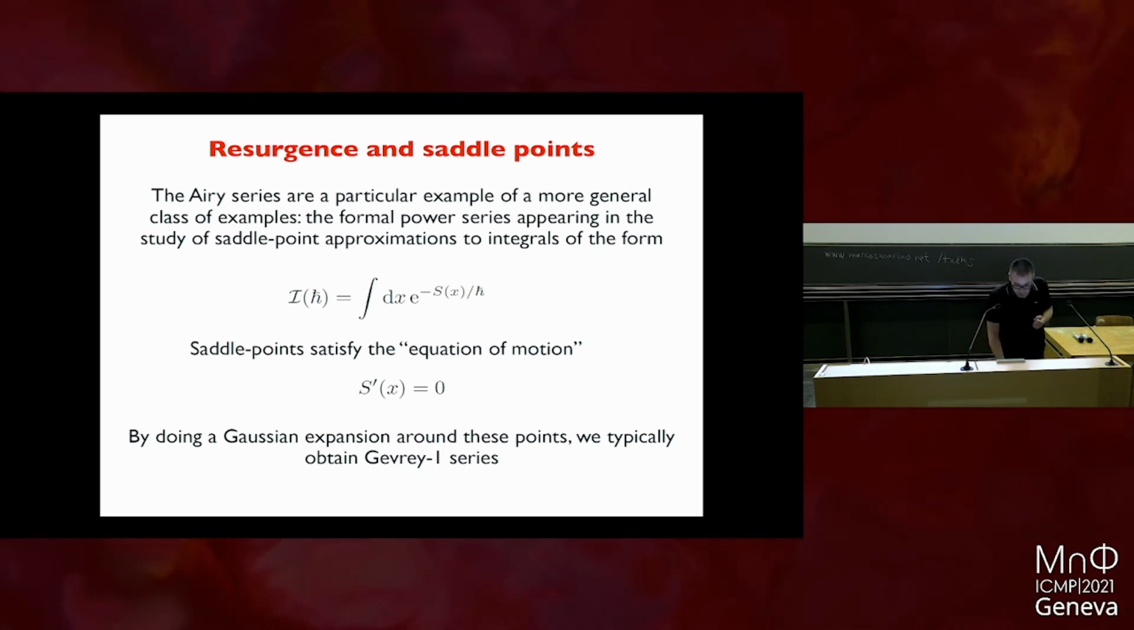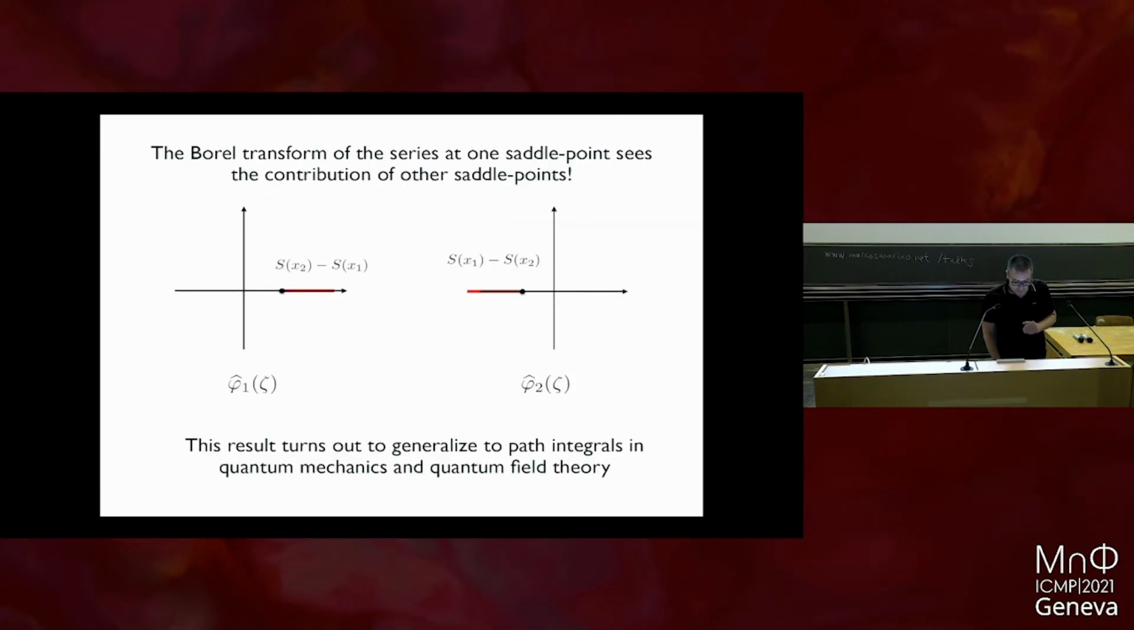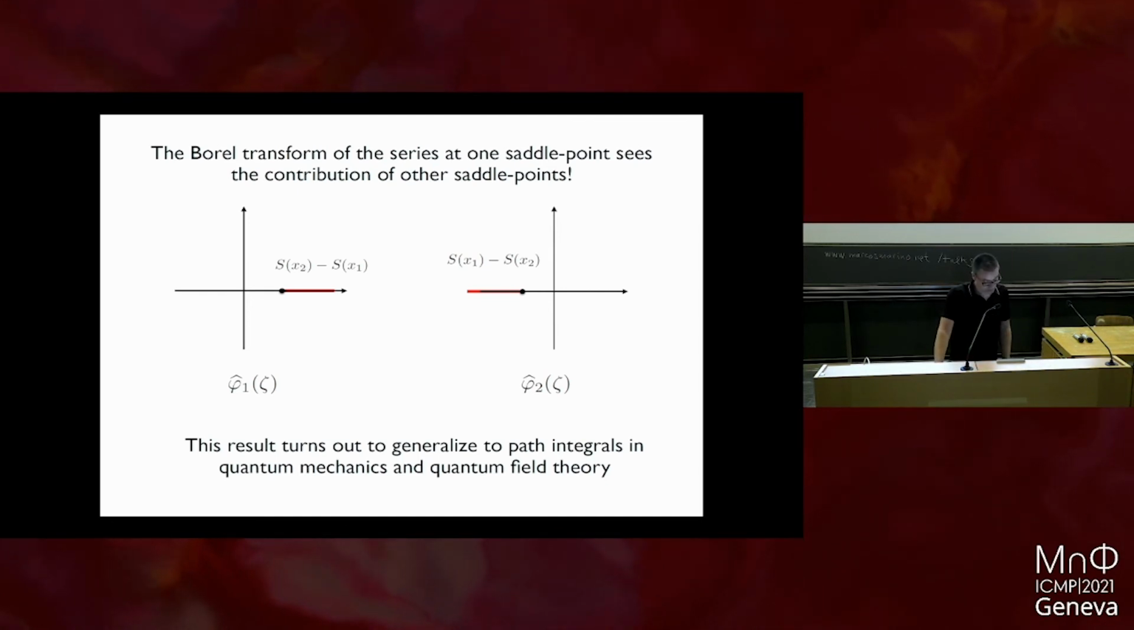Okay? So this type of formal analysis of saddle points, as I said, generalizes to path integrals in quantum mechanics and quantum field theory, and this is going to be useful later on when I look at quantum knot invariants.